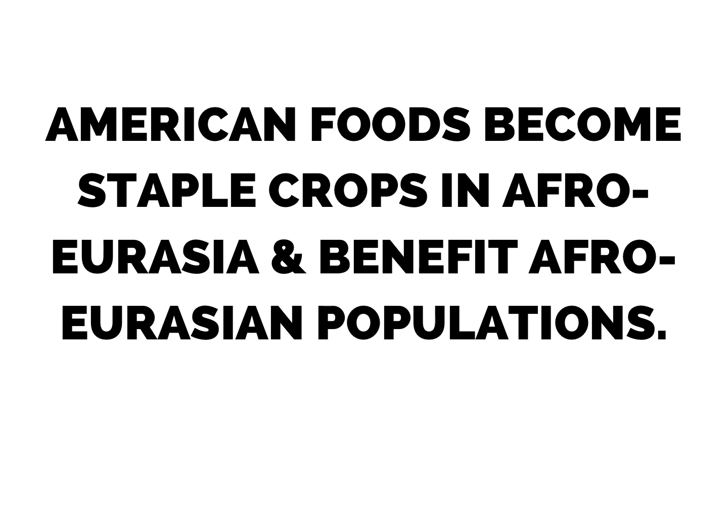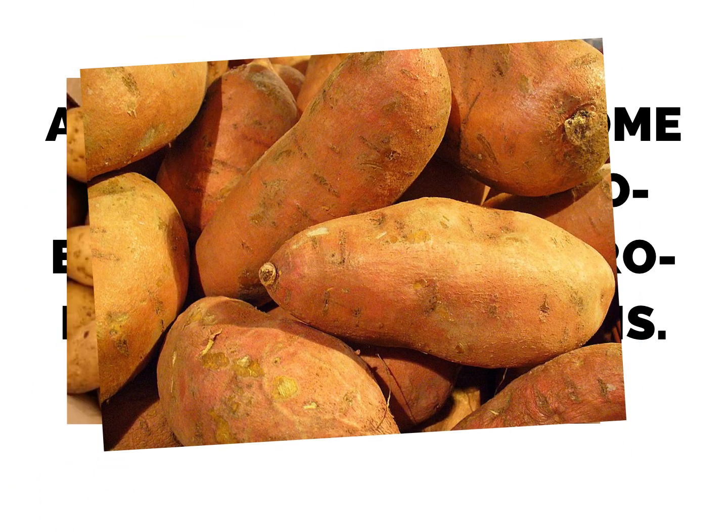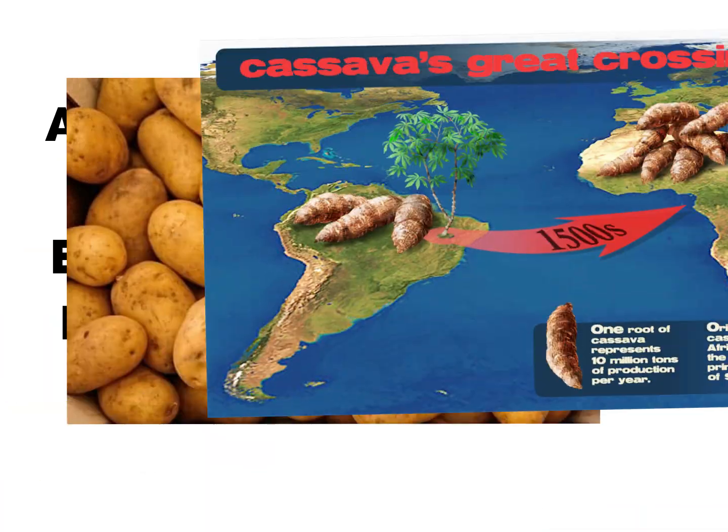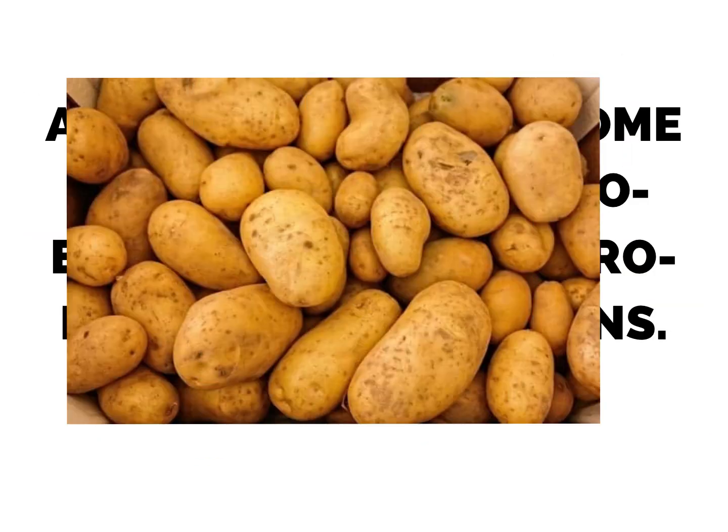Okay, so one of the big things that we need to know is that American foods become staple, meaning basic, really important crops in Afro-Eurasia, and that Afro-Eurasian populations will boom because of this. Europe is dependent upon crops like the potato. China becomes dependent on crops like the sweet potato. And finally, Africa becomes dependent on a crop like cassava or yucca. They're the same. All of these are tubers, meaning that they grow these root things like potatoes underground, and they grow in really poor soil.